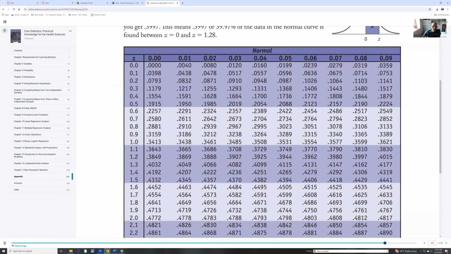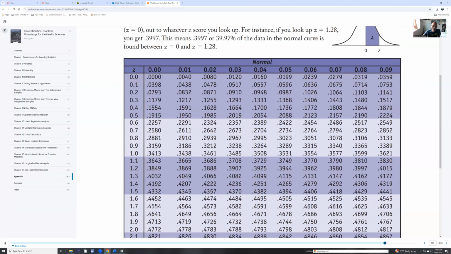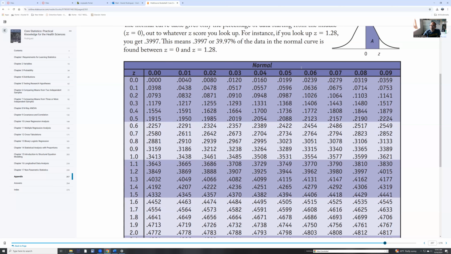This is a Z value of 1.00. A Z value of 1.00 encompasses 34.13% of the area. If you multiply this by 100, you get 34.13. That means the area between 0 and a Z value of 1 represents 34.13% of the population. We should know that because we did the empirical rule, and that's what we mentioned.